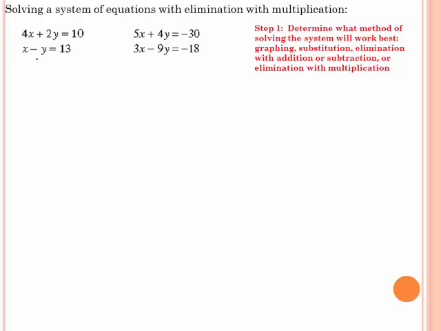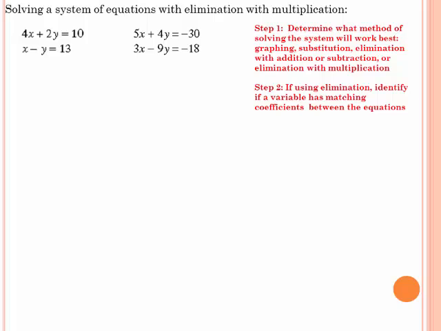I could potentially use substitution on this particular one because I do have no coefficient on these variables. So I could say, for example, x is equal to y plus 13 and do substitution, but I'm not going to do that this time. I can't use straight elimination with addition and subtraction because I don't have matching coefficients. So I'm going to use elimination with multiplication.